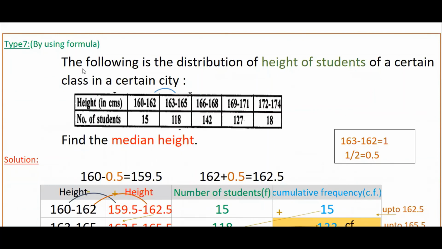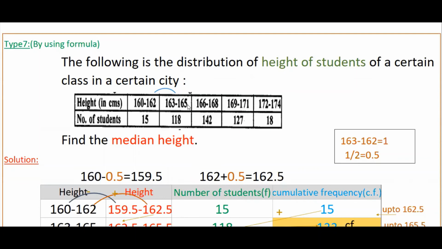This is another type of problem. The following is the distribution of height of students of a certain class in a certain city. Find the median height. So here the data is given like this. The height in centimeters: 160 to 162 and 163 to 165. There are 15 students here and there are 180 students like this.